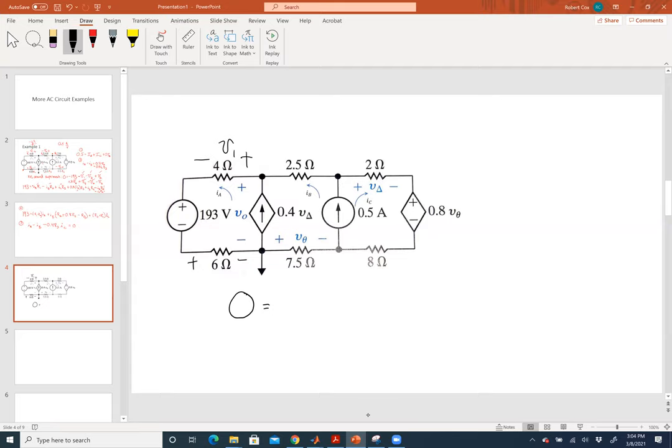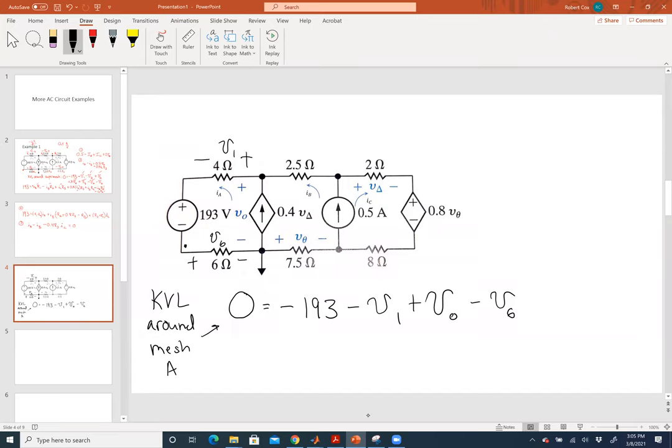So if I want to go through and figure out what V naught is, let's do KVL around mesh A. So zero equals, and let's start here in this corner. So what would I do with the voltage source? Yes, the negative. That's negative 193 minus V1. Plus V naught. What would I do for the current source? Plus V naught. Minus, what did I call this? I called this originally V6. Right? Minus V6. Okay. And what I do is I'm going to rearrange that and say V naught is equal to 193.